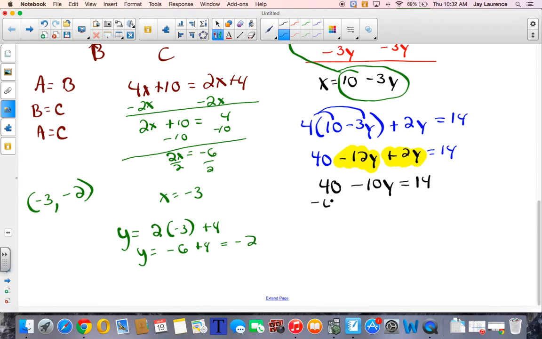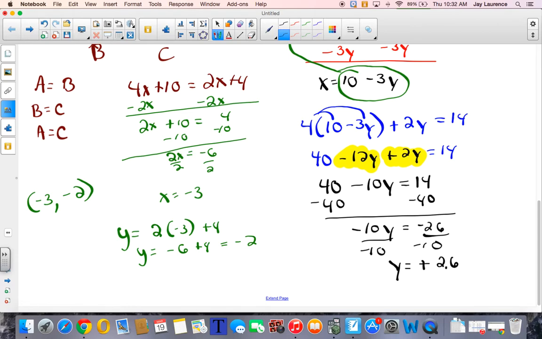And I'm going to subtract 40 from both sides. And so I'll get negative 10y equals negative 26. And I'll divide by negative 10. And I'm going to get y equal to positive 2 6/10. And I'm going to go decimal on this one. All right, y is equal, excuse me, to 2.6.